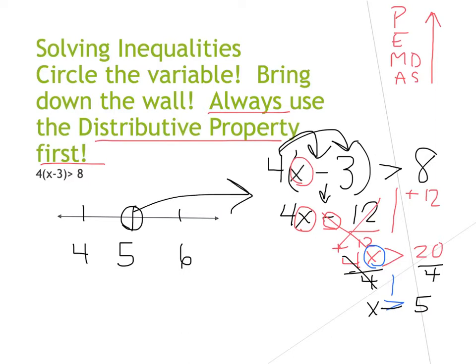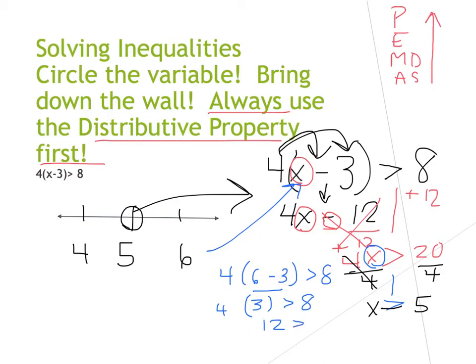If I plugged in any number to the right of 5, let's choose 6, if I plug in 6 here, and I rewrote it as 4 times 6 minus 3 is greater than 8, I can go ahead and combine like terms. 6 minus 3 is 3. 4 times 3 should be greater than 8, and 4 times 3 is 12. Is 12 greater than 8? Yes. So I know that I have a true statement. So my solution would be any number greater than 5.